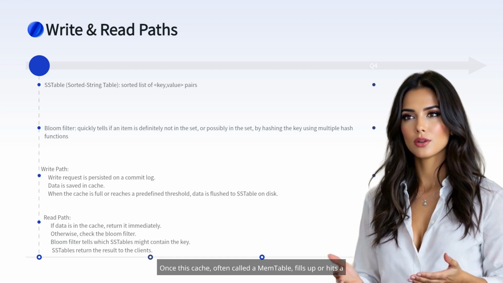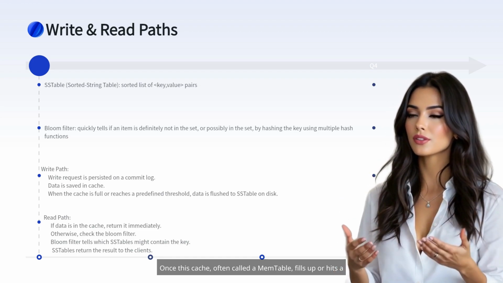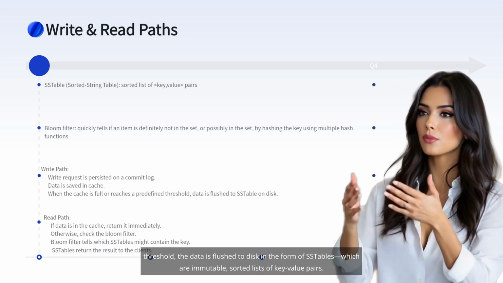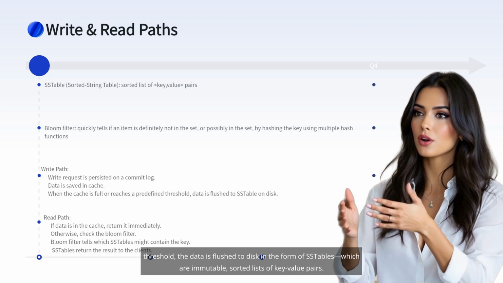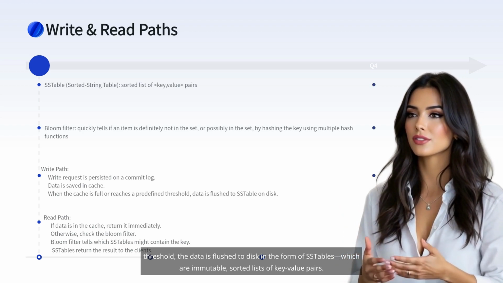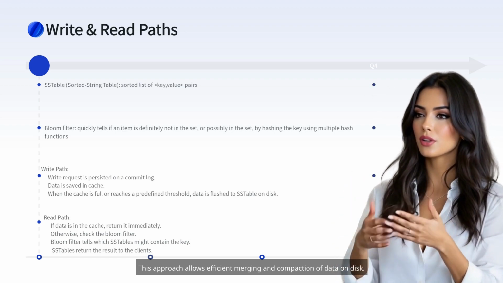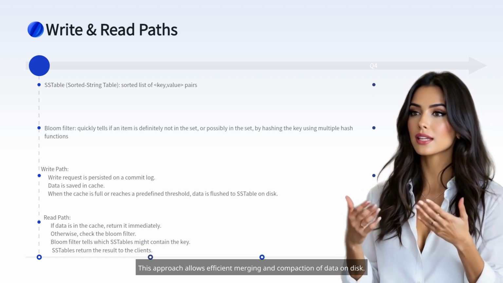Once this cache, often called a memtable, fills up or hits a threshold, the data is flushed to disk in the form of SSTables, which are immutable, sorted lists of key-value pairs. This approach allows efficient merging and compaction of data on disk.